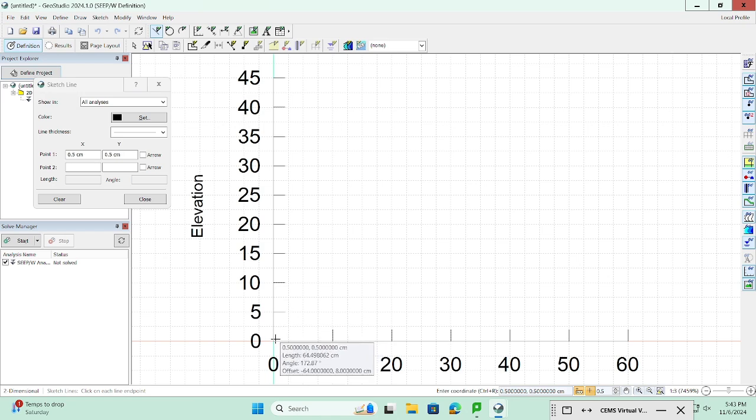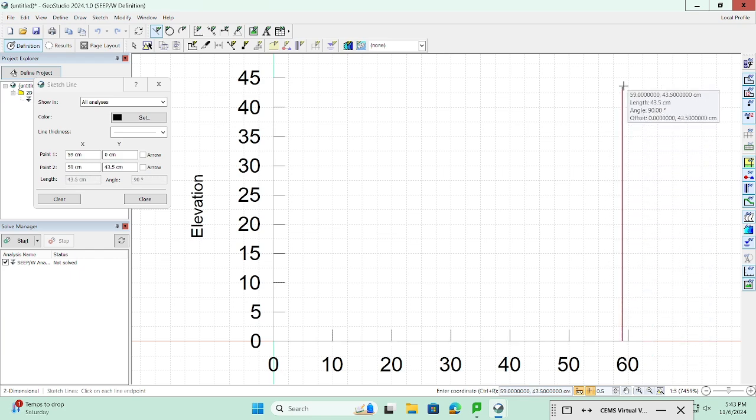Here you can see that it shows you the length of the line that you are drawing, the X and Y coordinates of the point that you are at, and the angle and all these things. Now I'm at 0, 0. I'm going to move to the right 59 centimeters. That is the width, or the length, of my model. You can see that the length of this line is 59 centimeters.